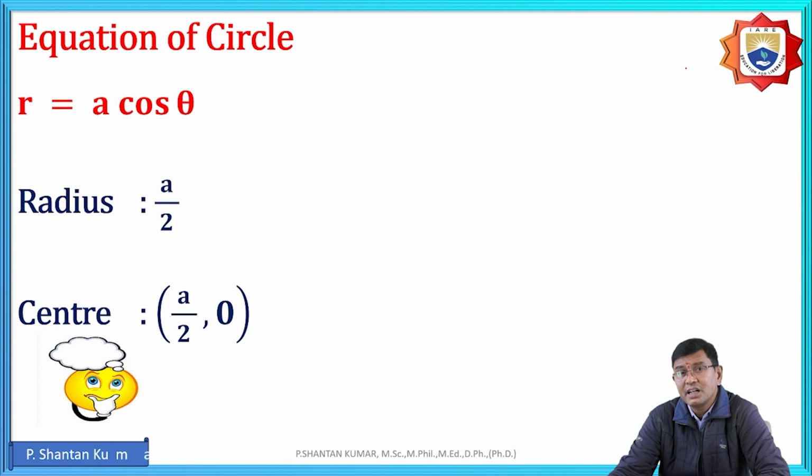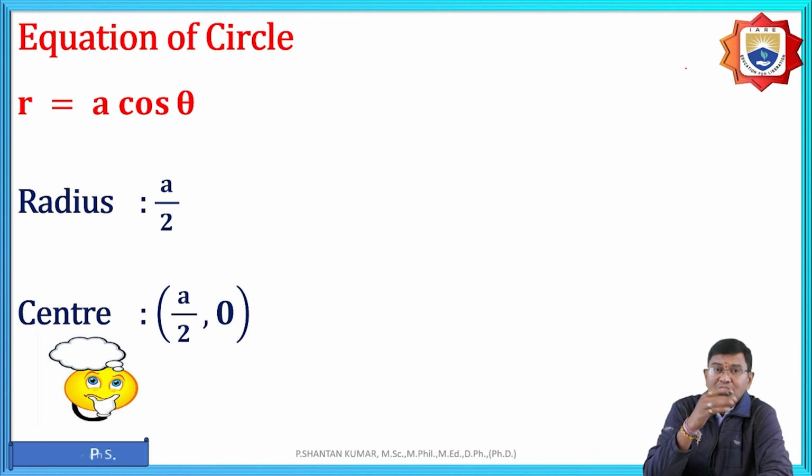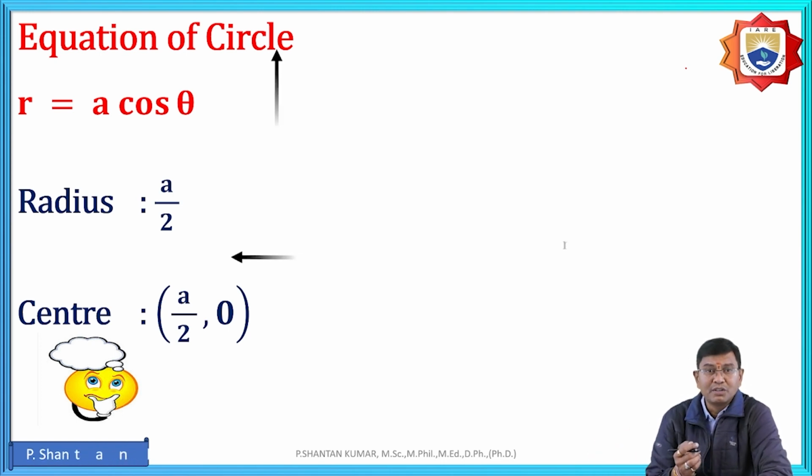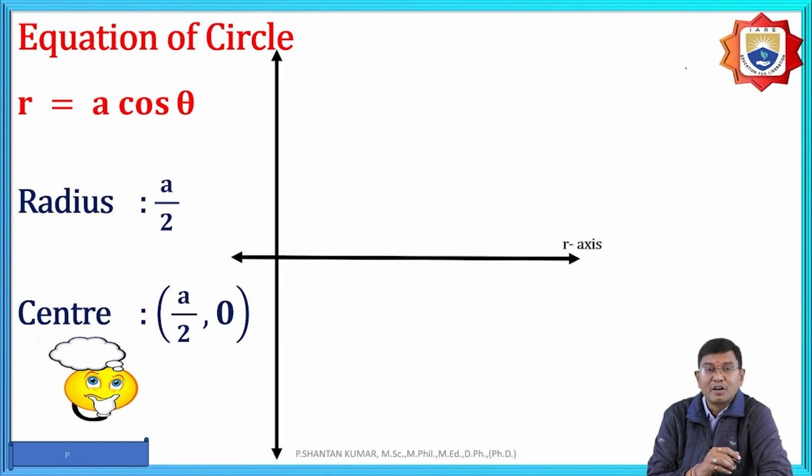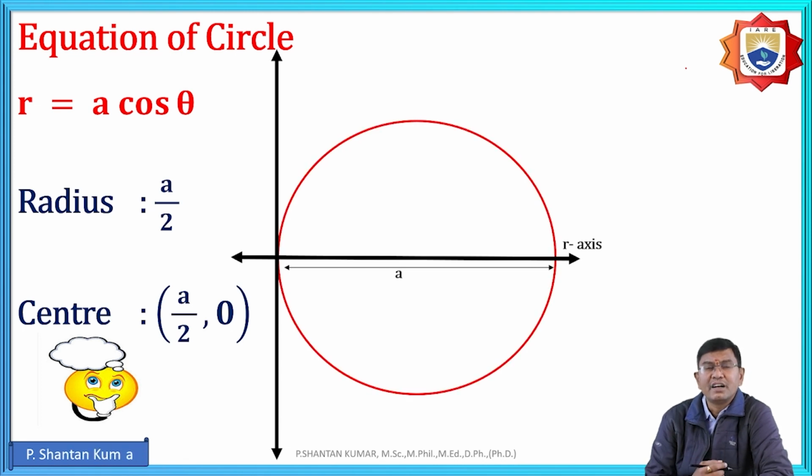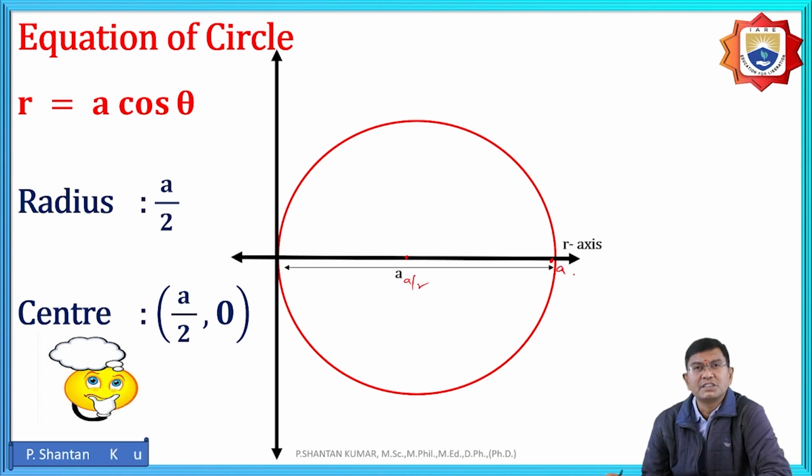That r is equal to a into cos theta is also in the form of a circle only. But what type of circle? The radius is a by 2 and the center is a by 2 comma 0. While solving, we need to remember this condition. It is a circle not centered at the origin, with center a by 2 comma 0. That means it lies on the right side of the x-axis.